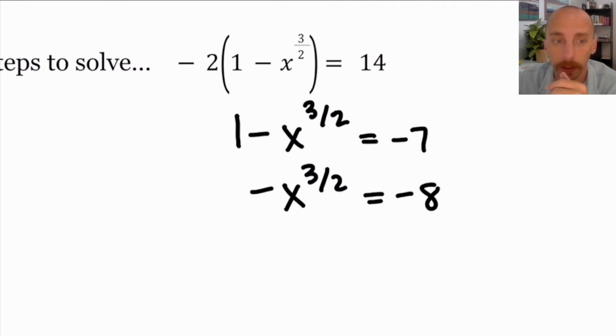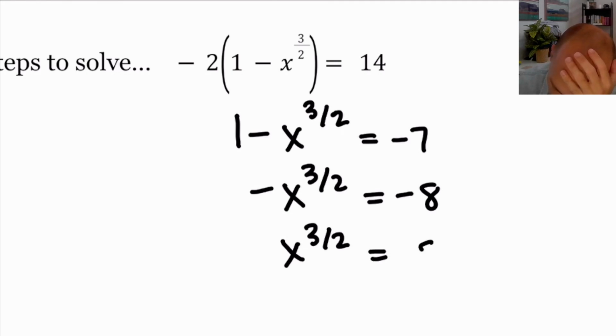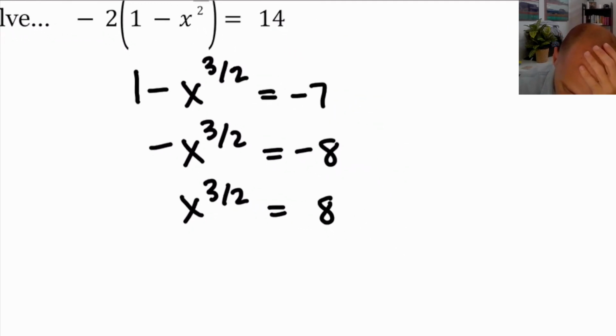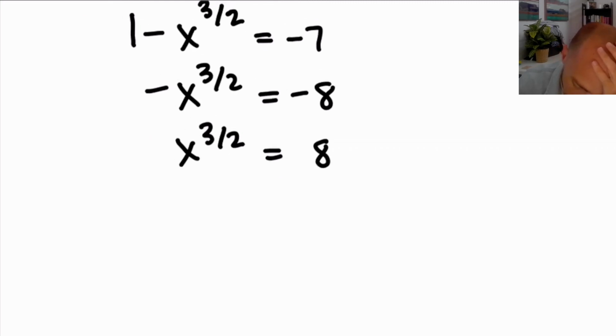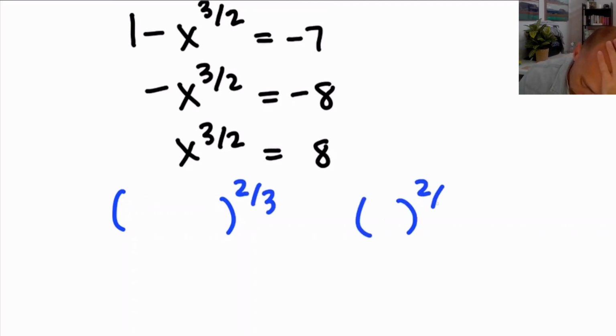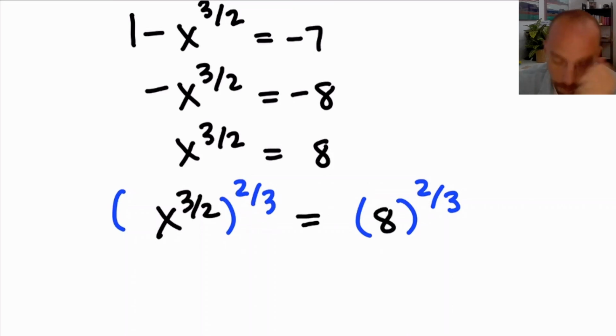Would get rid of the negatives for sure. So I'd have x to the positive 3 halves equaling positive 8. And then I need to do the same thing to both sides. I need to take both sides to an appropriate power. So I'm going to take both sides to the 2/3 power. If these two things are equal, then their 2/3 powers should be equal as well. And 8 to the 2/3. All right, x to the 3 halves to the 2/3, we multiply the exponents, we get x to the first power. And then we're going to have to take 8 to the 2/3 power.